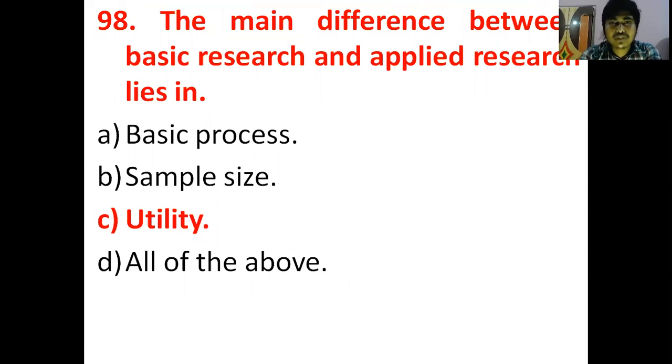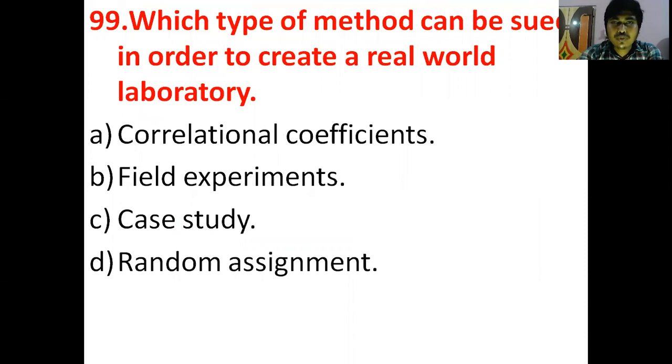So the next question is, which type of method can be used in order to create a real world laboratory? Their option is given: correlational coefficients, field experiments, case study, random assignment. So our question is, which type of method can be used in order to create a real world laboratory? So our correct answer will be field experiments. Option B will be the correct answer.